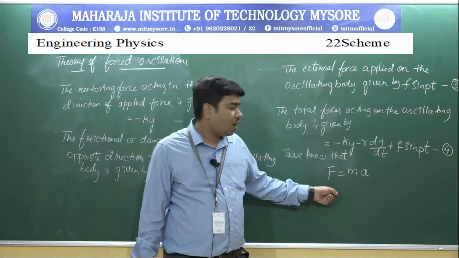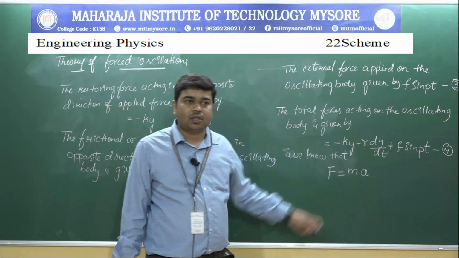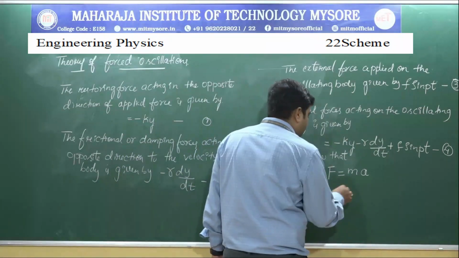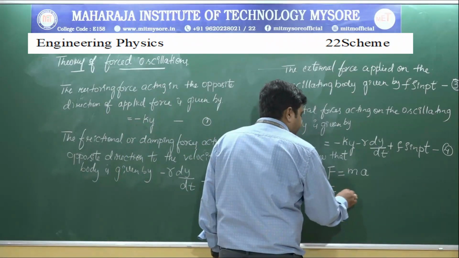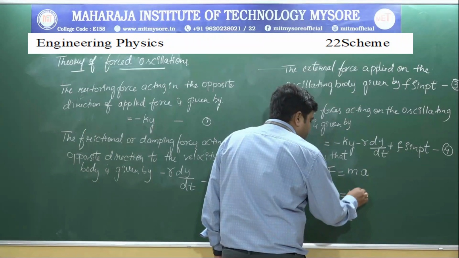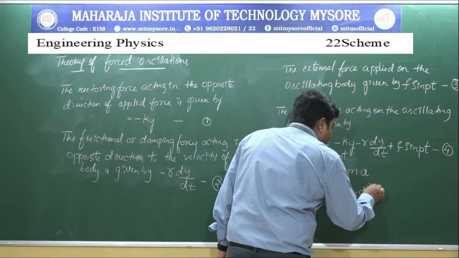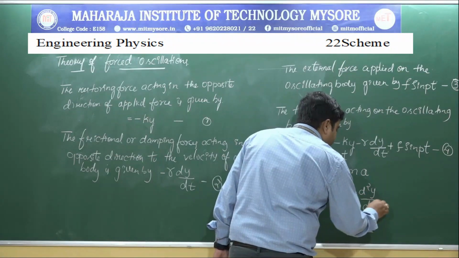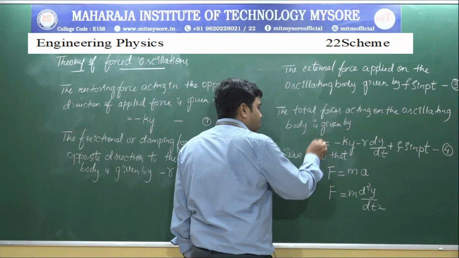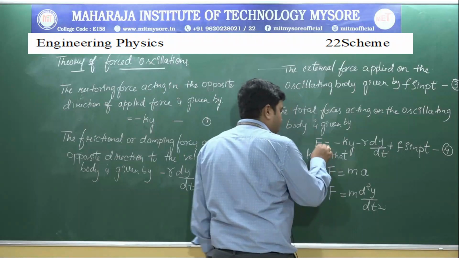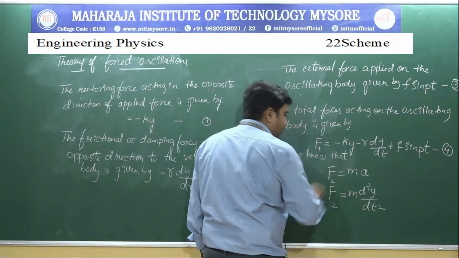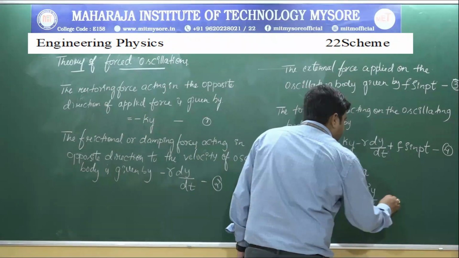So what we have to do is convert this expression into the differential form. We know that the force applied can be written as mass times acceleration, and the acceleration can be written in the differential form as d square y by dt square. We'll call this F1 and this F2.